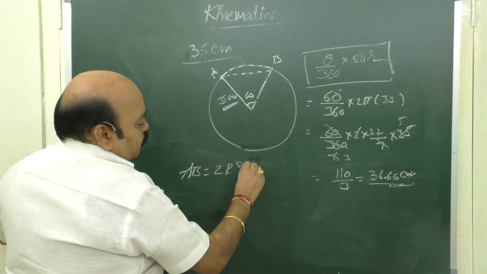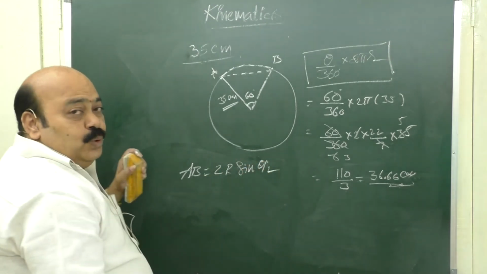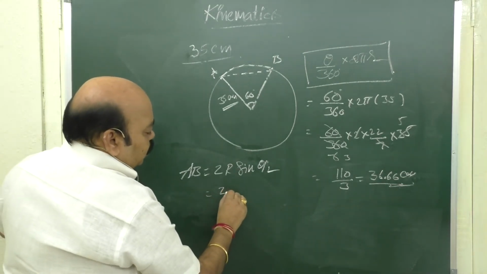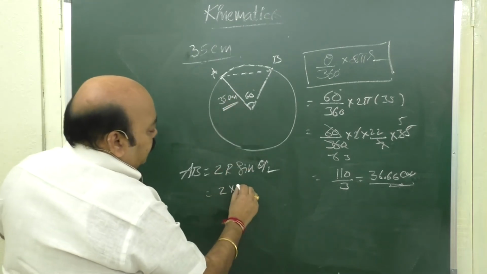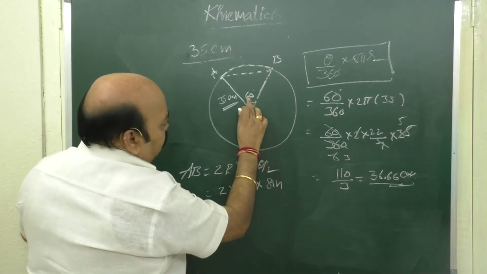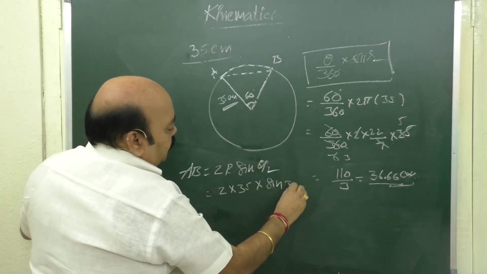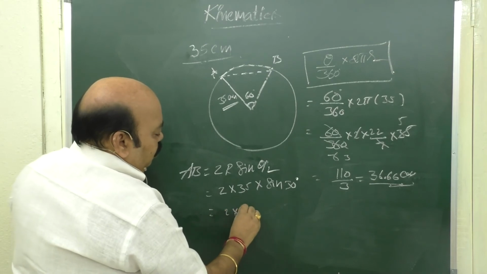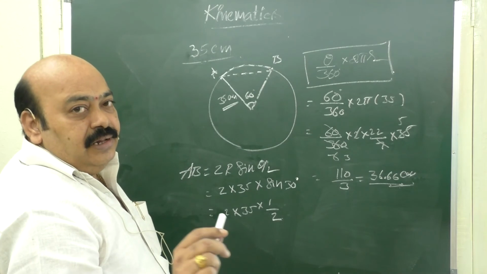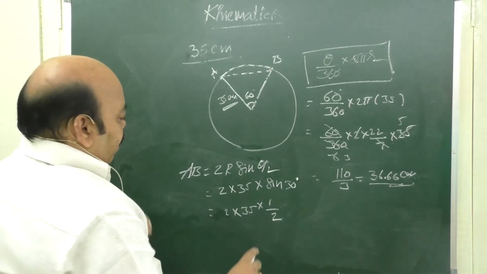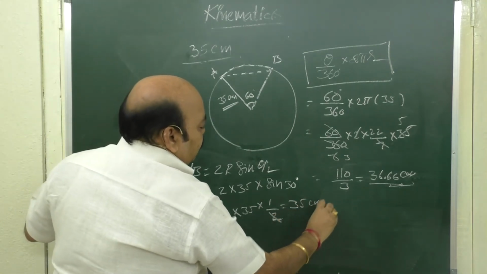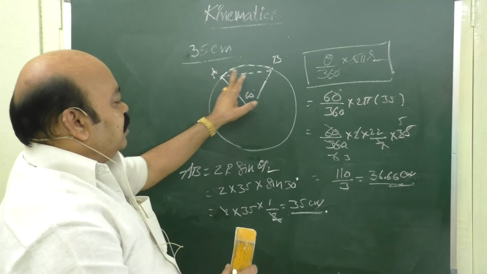2r sin theta by 2. It is nothing but 2 into, what is the radius? 35 into sin theta by 2, sin 60 by 2, sin 30. It's 2 into 35 into sin 30. Sin 30 is 1 by 2. 2 gets cancelled, nothing but 35 centimeter is the displacement.